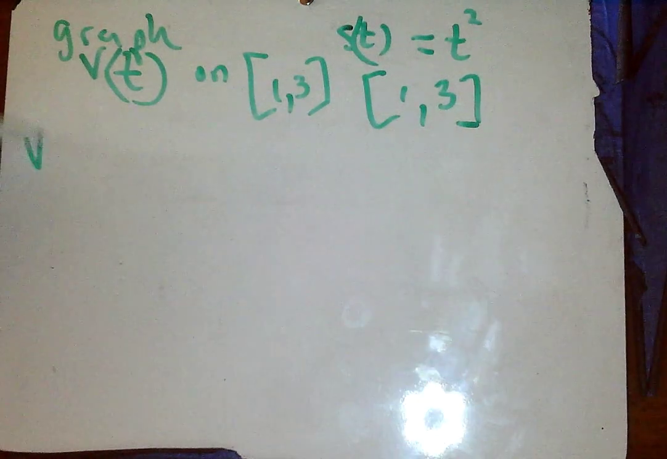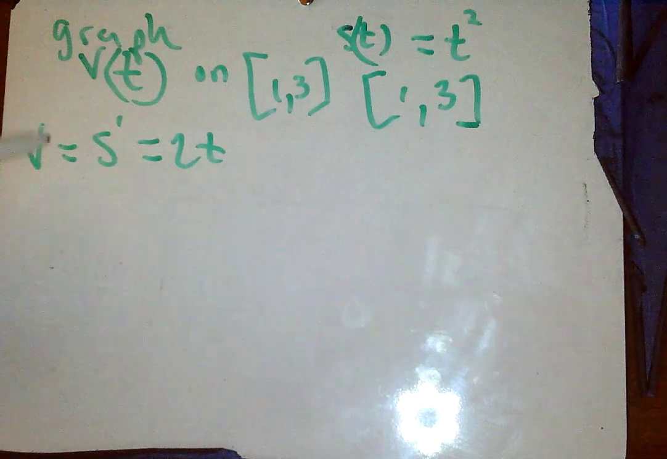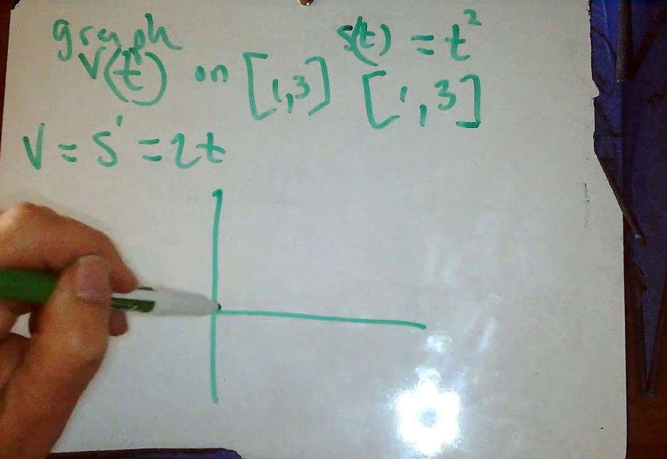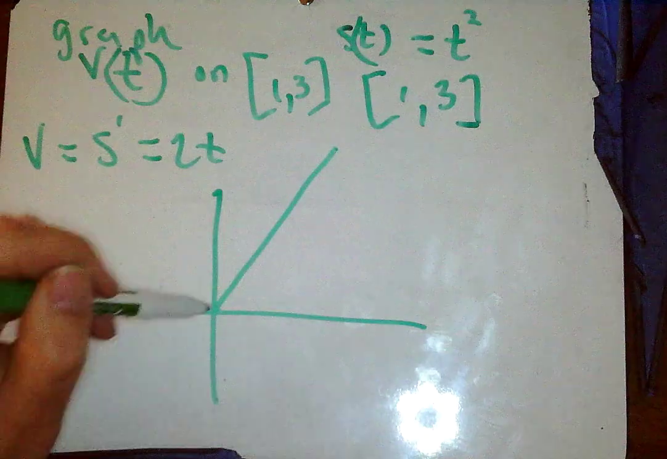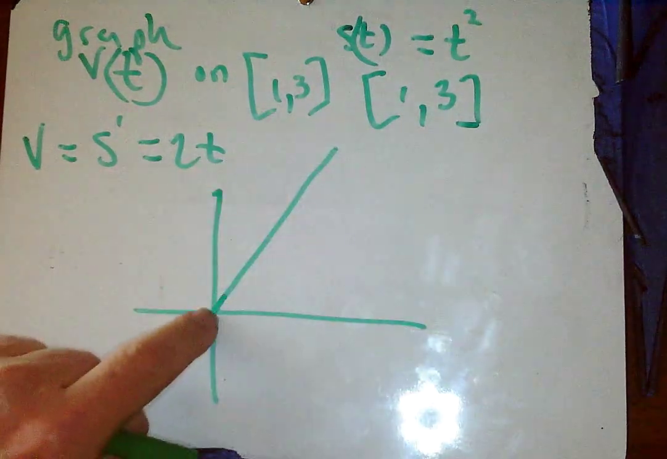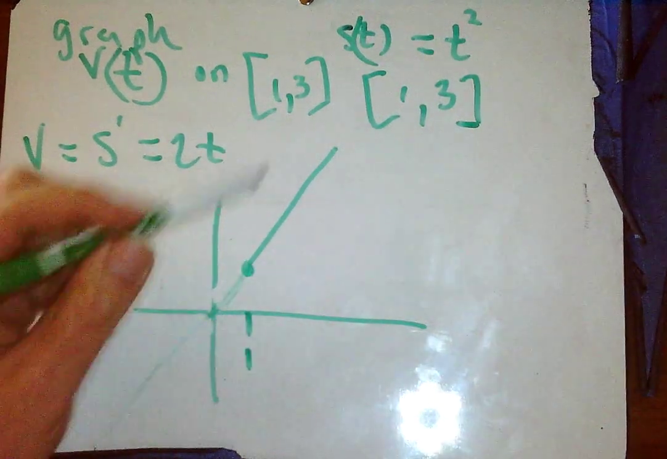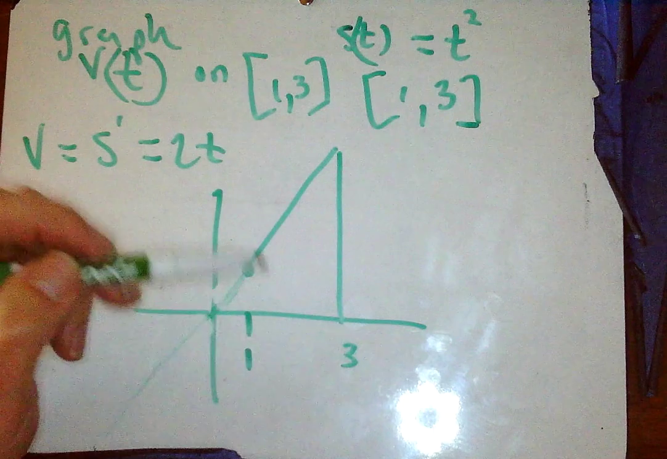All right, well, we know that v is s prime, and so we've got 2t. And I know the line y equals 2t is going to look like that. But I'm only interested in the interval from 1 to 3. So there's 1, there's 3.